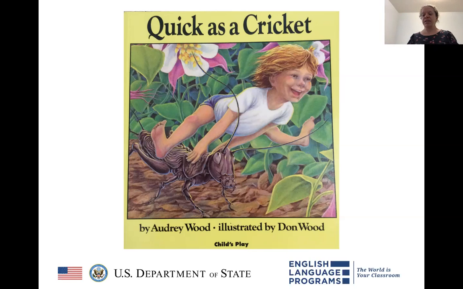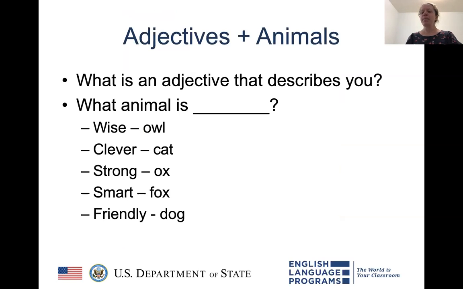So if I was doing an activity with this book, I would start by reading the book. Then I might have my students make a list of some adjectives that describe them and maybe some animals that they think of with those adjectives. So for example, you might say, I'm wise. And maybe in the US, we often associate an owl with being wise, or clever as a cat, or strong as an ox, smart as a fox, friendly as a dog.